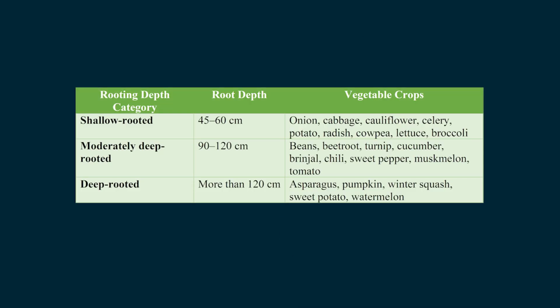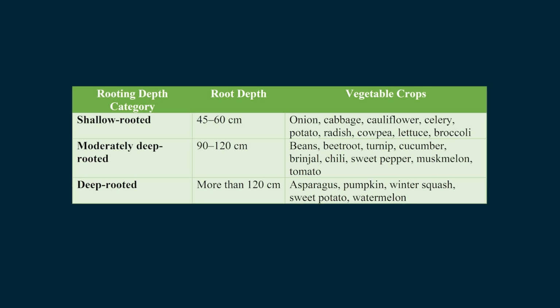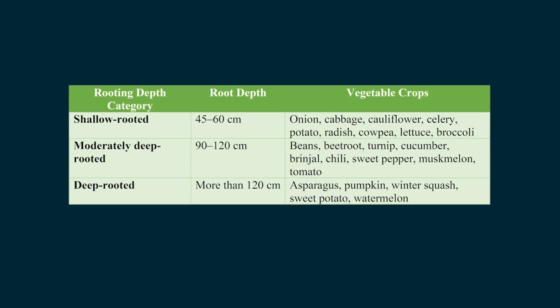Viewers, now on your screens you will be able to visualize the rooting depths of some common solanaceous crops. Let us understand this. For shallow rooted plants, the root depth is around 45 to 60 centimeters. Some examples are onion, cabbage, cauliflower, celery, potato, radish, cowpea, lettuce and broccoli.